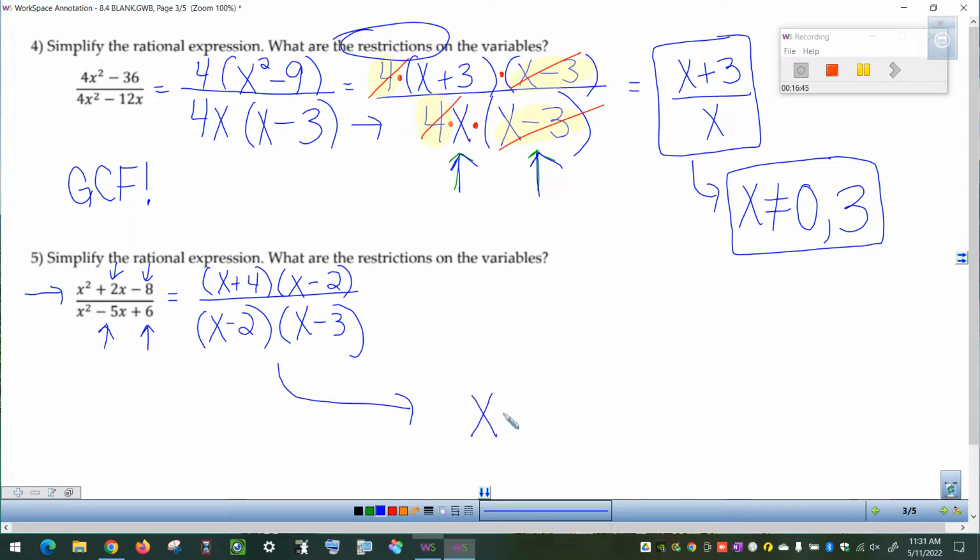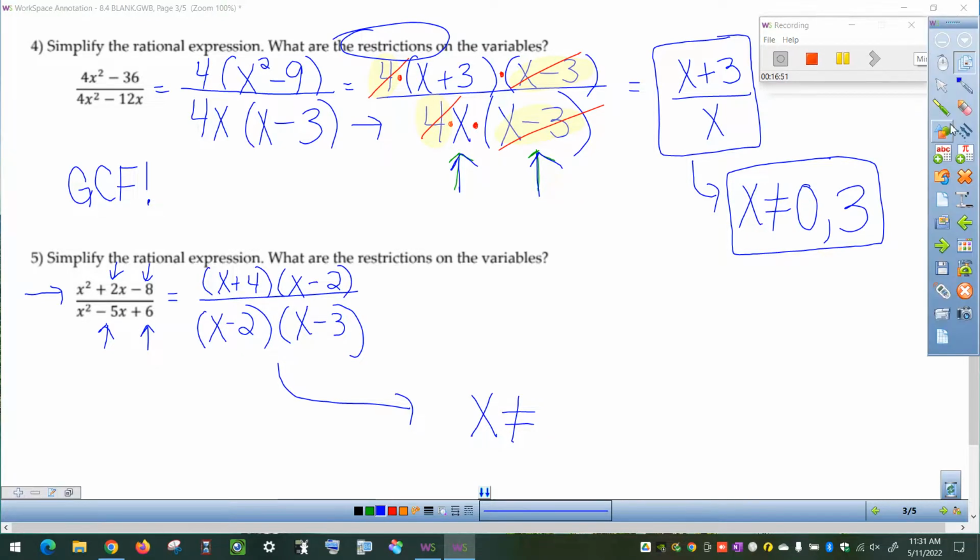You can look at your denominator to get your restrictions right now. So you don't always have to wait until the very end. So I'm going to do a little something here. We are going to ignore the numerator when we get our restriction. So the restriction is just what would make it undefined. What x value could make the denominator 0?